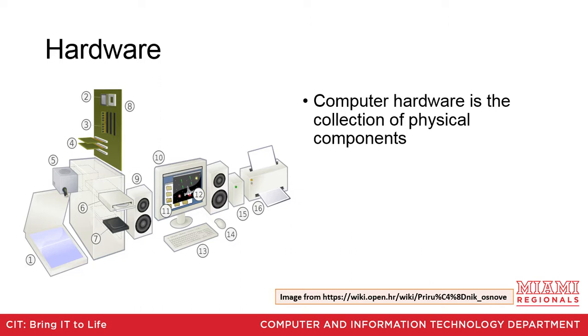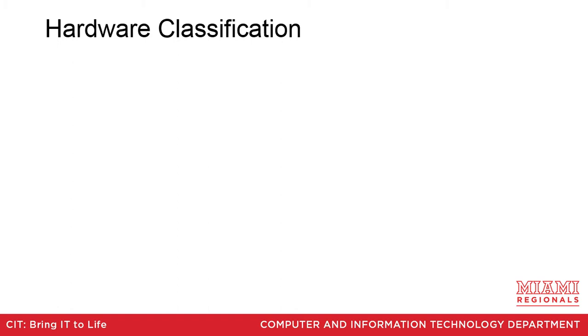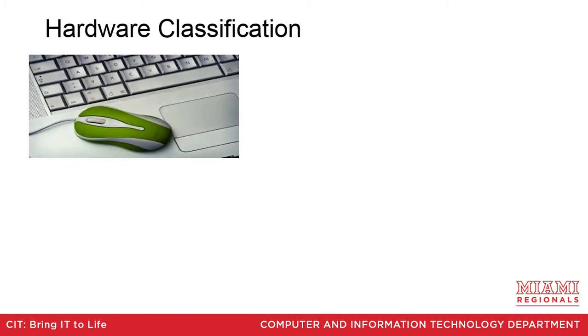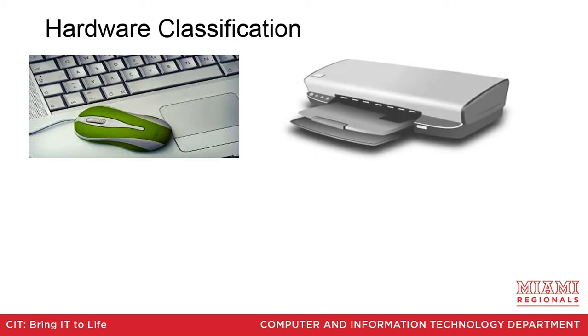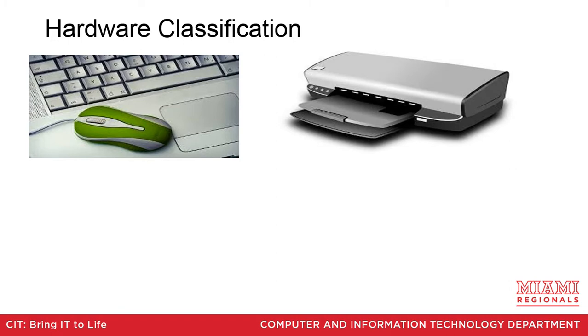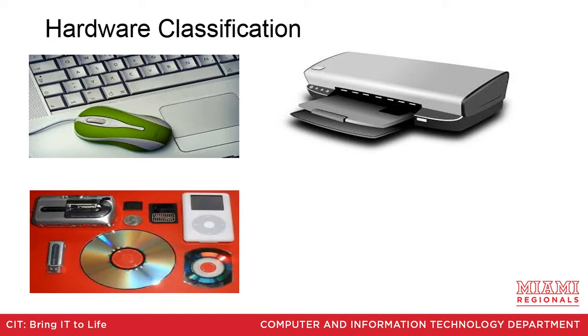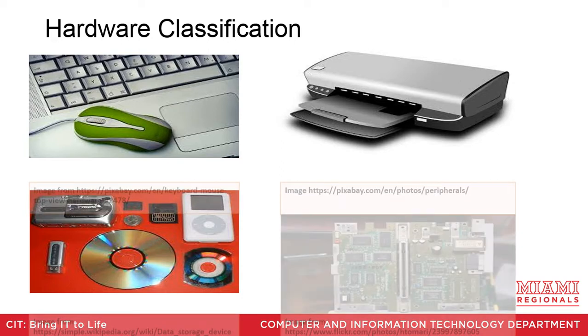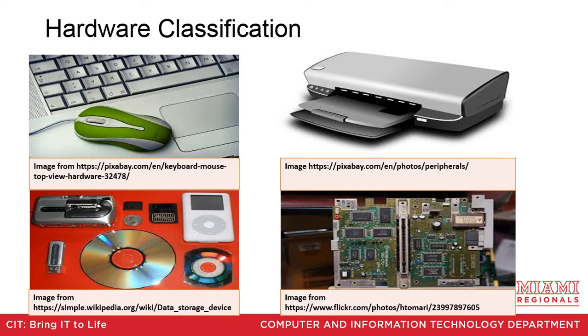It would be good to classify hardware into the following components. First is input devices like keyboard and mouse. Then you have output devices like monitor and printers, etc. Then you have storage devices, memories like hard disk, flash drive, etc. And then you have internal components of this computing system just like CPU, motherboards, etc.